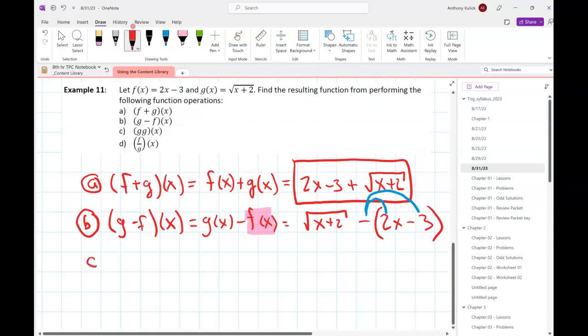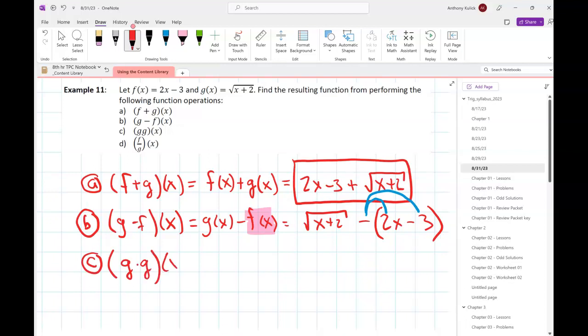All right, let's look at the next one. Here we have g times g of x. So again, according to our definition, that's going to just be g of x times g of x. So I know g of x, that was just the square root of x plus 2. So I'll just substitute that in. And then all I'm left with is to try to simplify this.